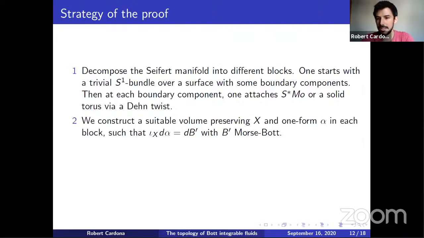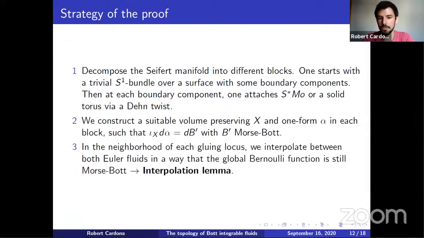But then, of course, they don't necessarily glue together to give a globally defined thing. And this is where you need to introduce an interpolation lemma, which tells you that at the gluing locus, in a neighborhood, you need to interpolate between both Euler flows in a controlled way, so that the Bernoulli function is still Morse-Bott, for instance.